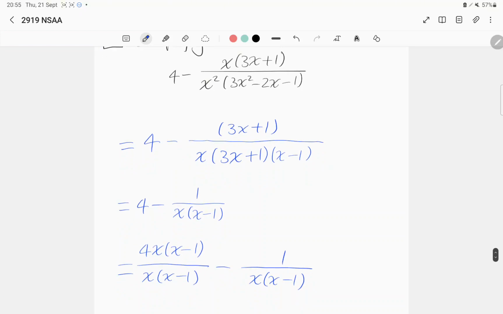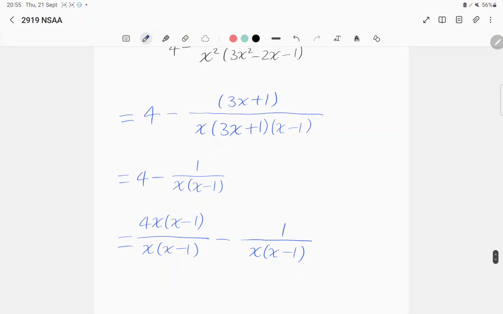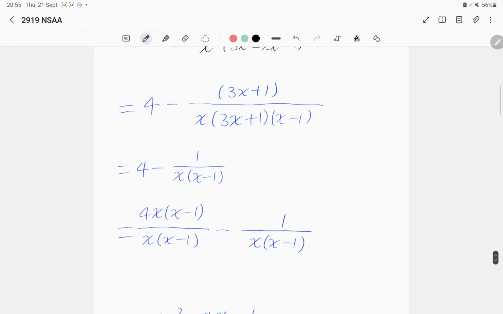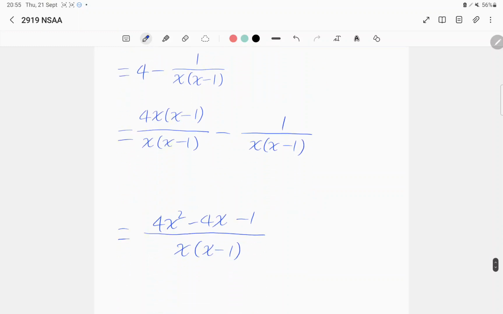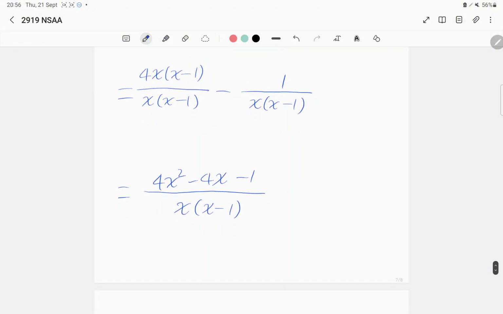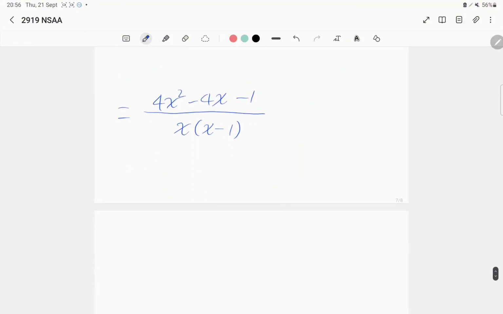Now let's multiply the 4 by (x minus 1) over (x minus 1). This will give us 4(x minus 1) over (x minus 1) minus 1 over (x minus 1). Multiplying this out and then adding fractions will give us (4x minus 4 minus 1) over (x minus 1), that is, (4x minus 5) over (x minus 1). And that's the first 6 questions of Part A of the 2019 NSAA Section 1 done.